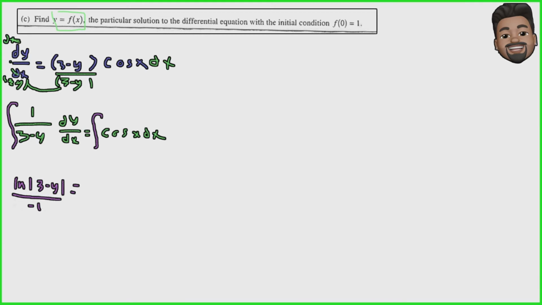So a lot of people forget this. This is probably like the number one trap that would probably happen on the AP exam. What's the antiderivative of cosine? Well, the antiderivative of cosine is going to be sine.